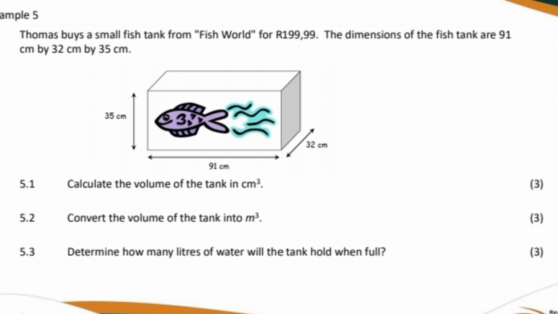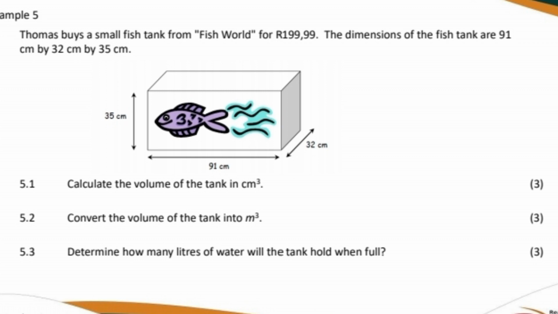Before we continue, I want us to note something. Sometimes you don't get a diagram and you only get the dimensions. That's happened before in one of the question papers that I've seen. Now you know 91 centimeters by 32 centimeters by 35 centimeters is length times breadth times height. So this is where you will get your length, your breadth, your height. For example, if it had said 91 centimeters by 32 centimeters, then it would have been length and breadth only. The question says calculate the volume of the tank in centimeter cubed.